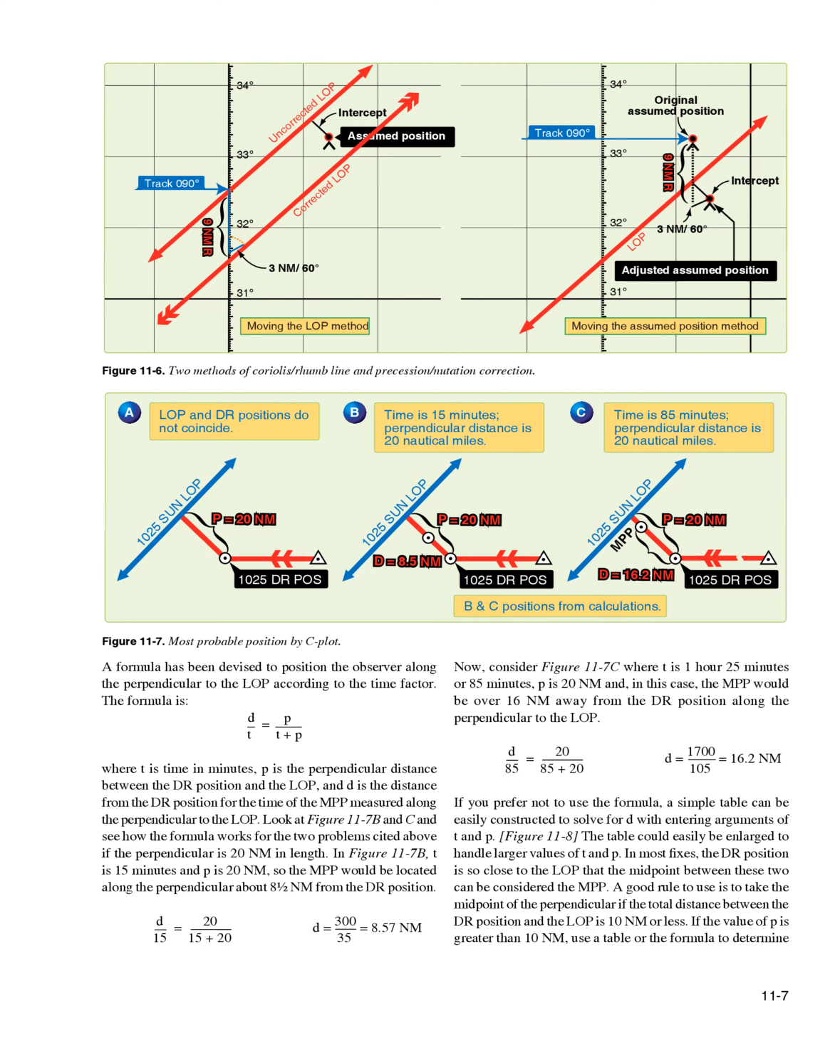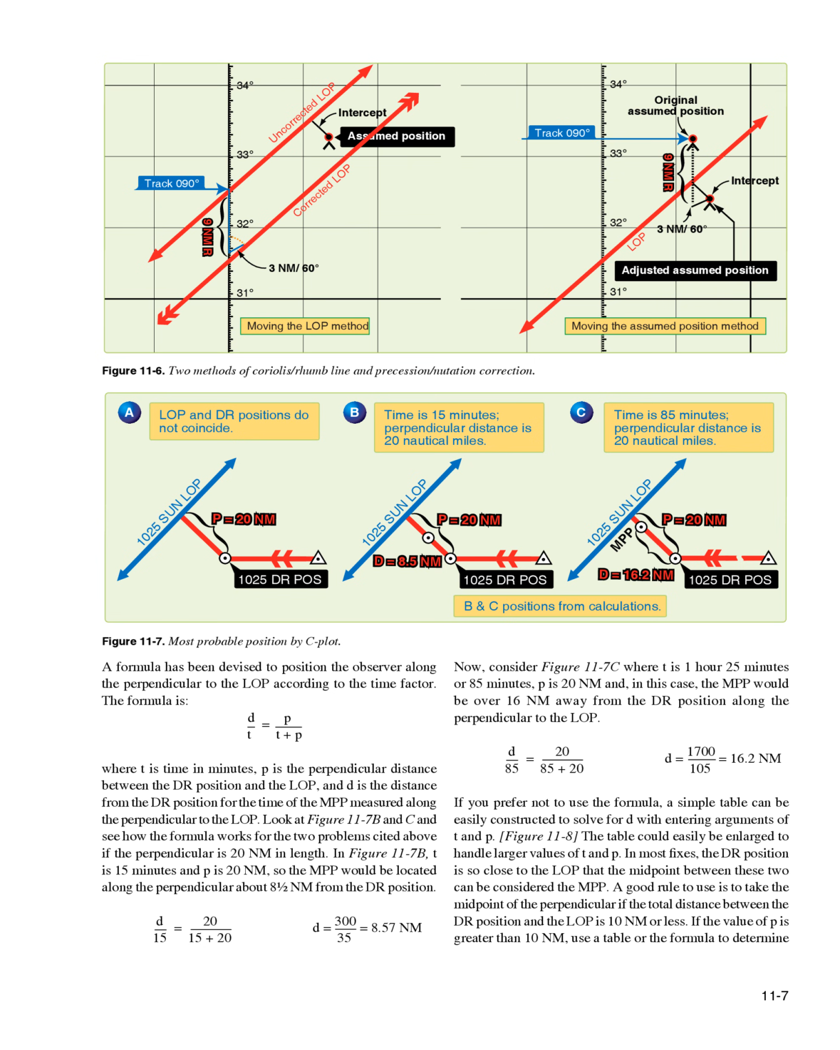A formula has been devised to position the observer along the perpendicular to the LOP according to the time factor. The formula is d = pt/(t + p), where t is time in minutes, p is the perpendicular distance between the DR position and the LOP, and d is the distance from the DR position for the time of the MPP measured along the perpendicular to the LOP. Look at figure 11.7b and c and see how the formula works for the two problems cited above if the perpendicular is 20 nautical miles in length. In figure 11.7b, t is 15 minutes and p is 20 nautical miles.